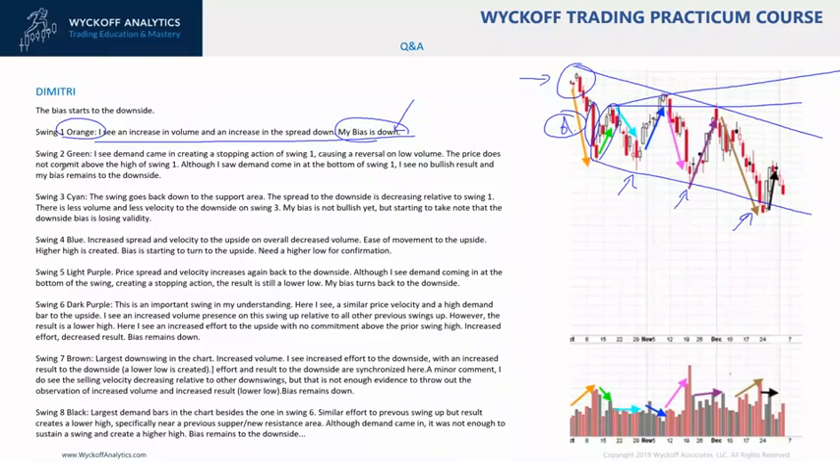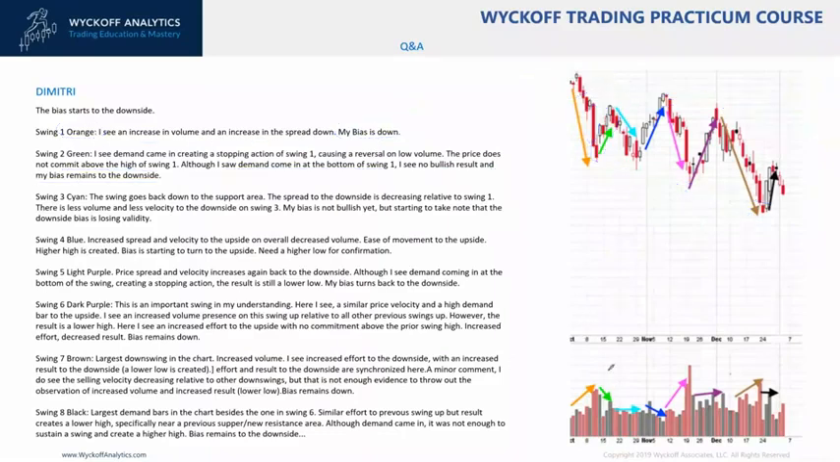The price doesn't commit above the high of swing number one, although I saw demand come in at the bottom of the swing, and I see no bullish result, and my bias remains to the downside. Okay, well, demand definitely is here on these three bars, 1, 2, and 3. So somebody's seeing the value here. That's usually what you're going to see at the oversold condition.